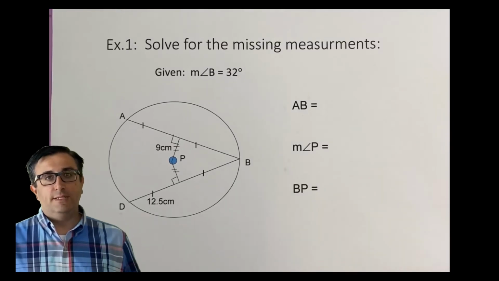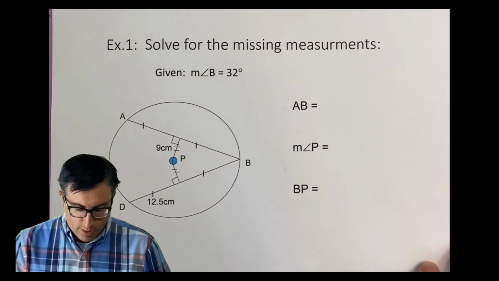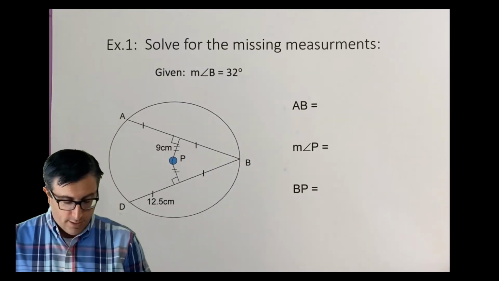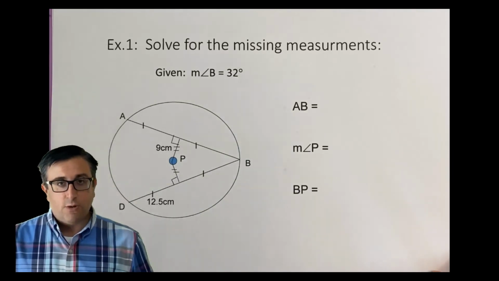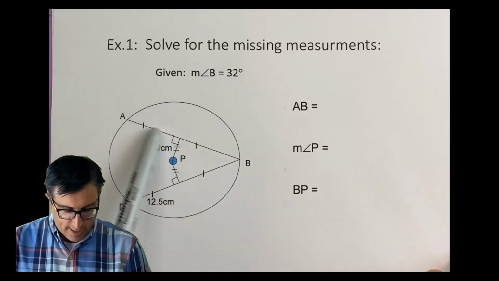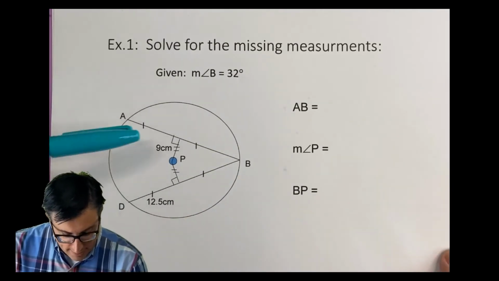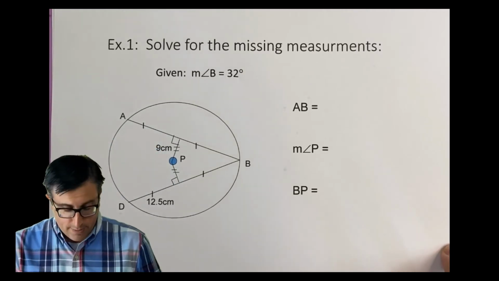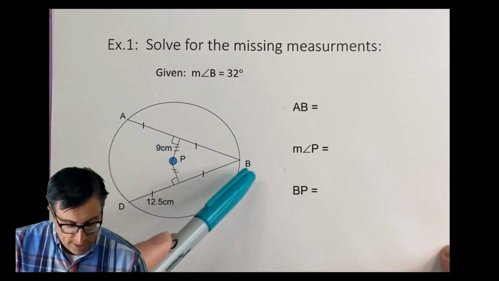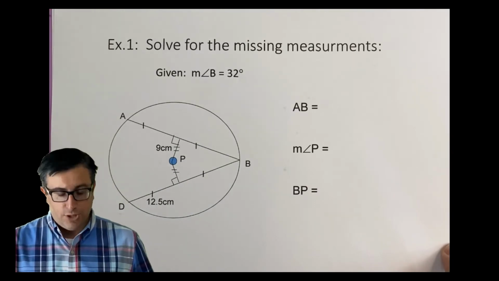So let's take a look at a couple examples using our chord theorems. If you take a look at example 1, we want to find some missing pieces, and the only thing that's given is that angle B is 32 degrees. So let's start out by finding segment AB. AB is a chord, and the way we find AB is by knowing the fact that this section and this section are congruent. They're both 9 centimeters. Since the chords are equidistant from the center of the circle, that means the chords are equal to each other.